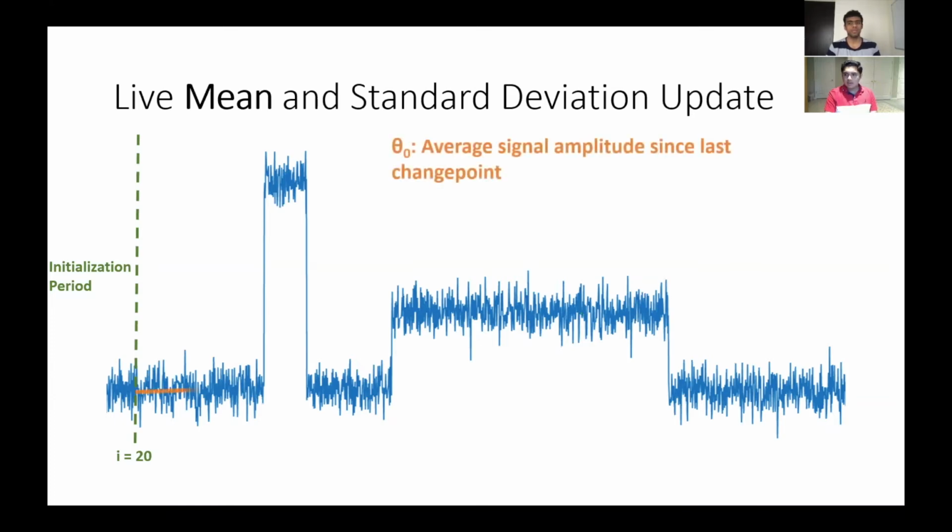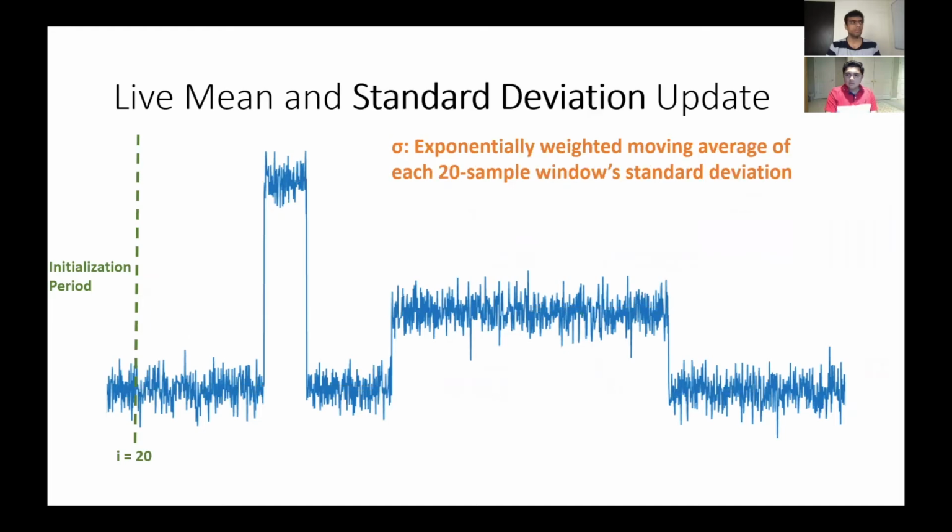For each sample of I, MOANA updates the mean theta naught to be the average signal amplitude since the last change point. Activity before the last change point is irrelevant to the next change point. We cannot follow the same approach for standard deviation, sigma, as too few samples yield an inaccurate estimation.